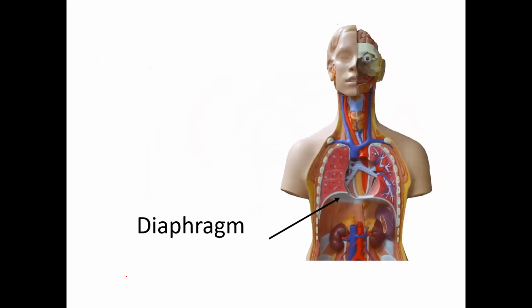Okay, here you can see the diaphragm in our model. Above it, you can see the lungs, and below it, that's the abdominal cavity. You can see some of the organs in there. You see both the kidneys and the spleen.